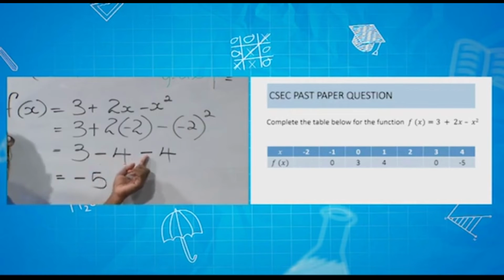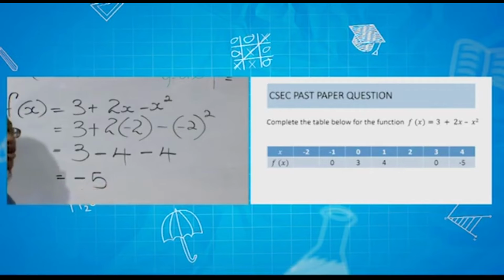And oh my God, we went and borrowed 4 more. Yeah, because, you know how times are hard. So now we owe 5.